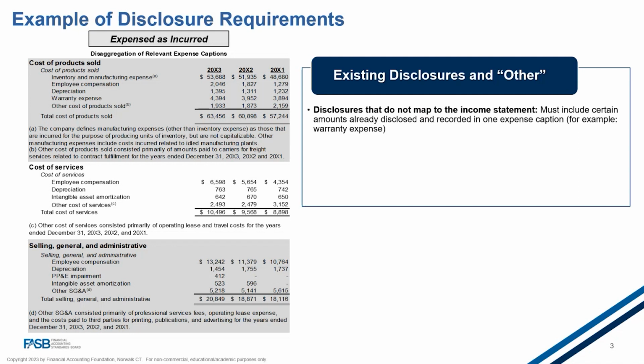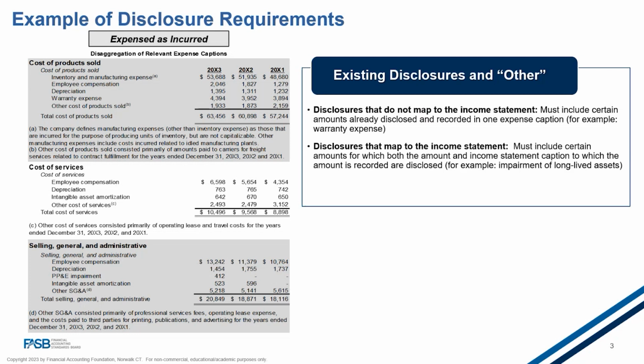First, this requirement would apply to certain amounts that are already required to be disclosed if they are recognized in only one expense caption. For example, an entity may recognize warranty expense only in cost of products sold, and therefore, the entity would include warranty expense in the disclosure for the disaggregation of cost of products sold. Second, this requirement would also apply to certain existing disclosures for which both the amount and the corresponding income statement caption currently are required to be disclosed.